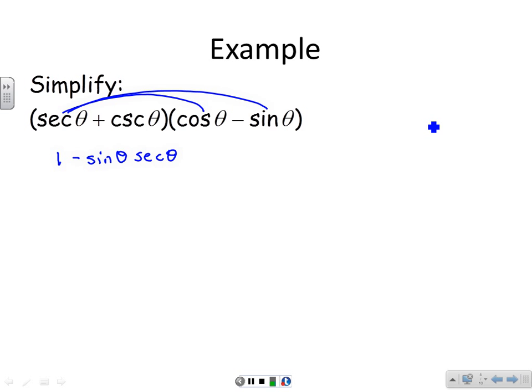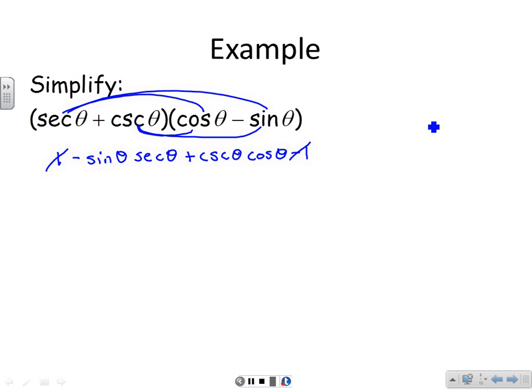Alright, and then if we do cosecant theta times cosine theta, that's going to give us plus cosecant theta cosine theta. And then cosecant times negative sine, that's going to be reciprocals, but this time I'm going to get negative 1 because positive times negative is going to be negative. And then the 1 and the negative 1, those are opposites, so that's going to go away.